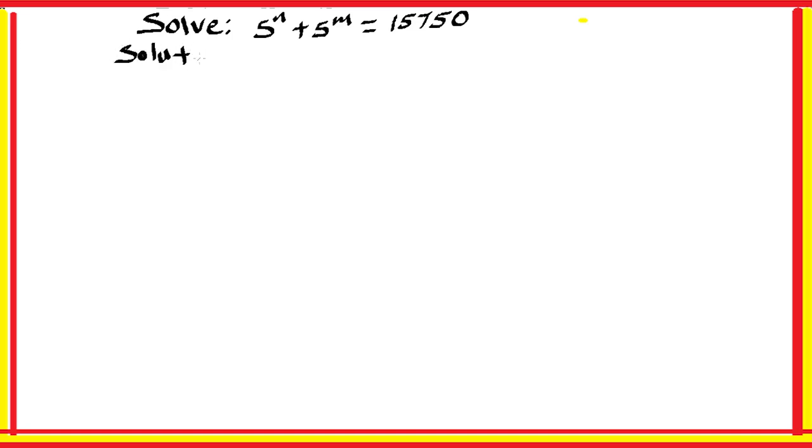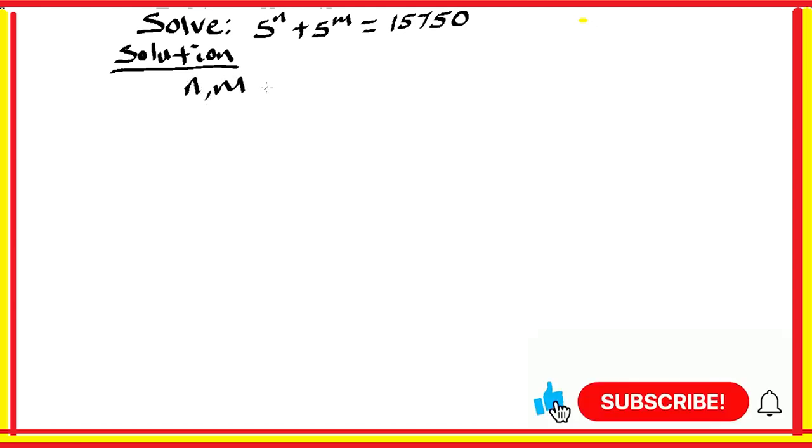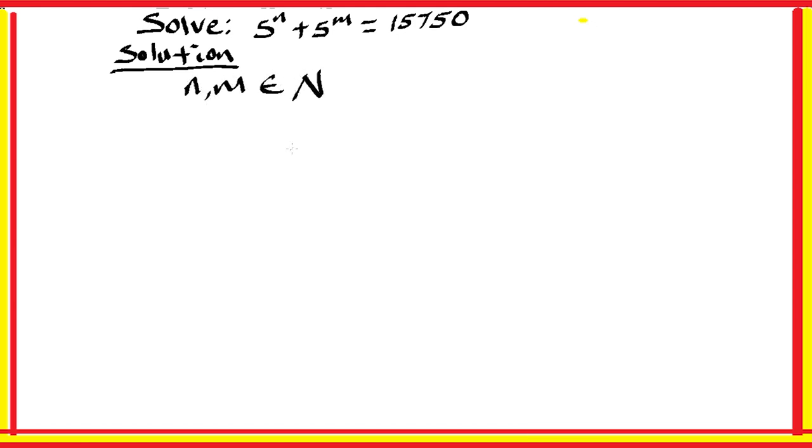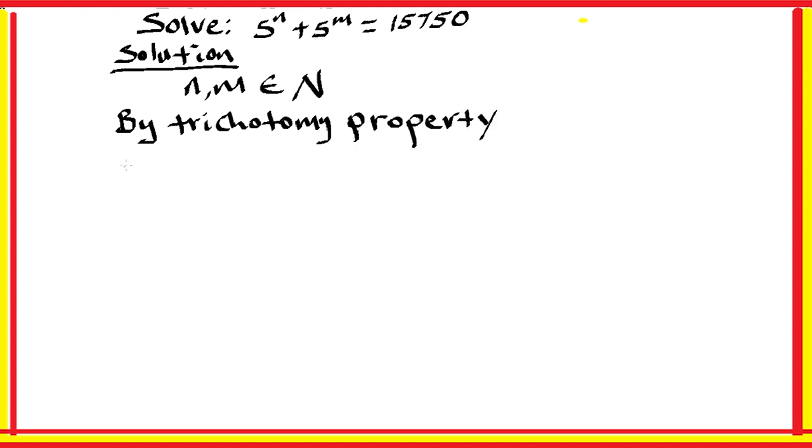Today I'm going to solve the equation 5 raised to n plus 5 raised to m is equal to 15,750, where the values of n and m are from the set of natural numbers. And we know that in the set of numbers, by the trichotomy property, whenever we take two numbers, one of the three holds: either n less than m, or n is equal to m, or n is greater than m. So we will have different cases.